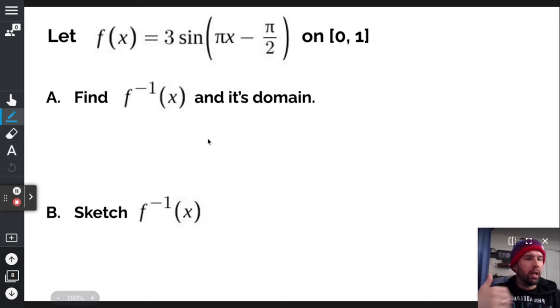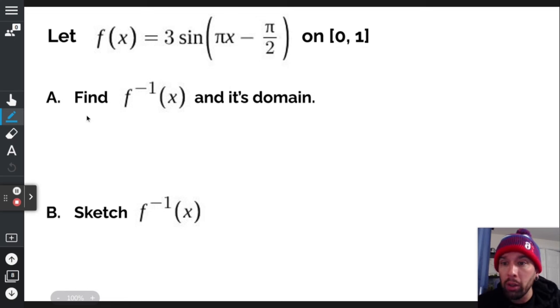All right, wardrobe change, location change. I'm at my home and just in time to do this ugly, terrible problem. First things first, this is the original function that I'm giving you. It's a mess. It goes up to 3, goes down to negative 3. It moves to the right a little bit. It has a different period, and I'm giving you a domain. I don't even care about the graph. I want you to find the inverse, which is going to be a mess.